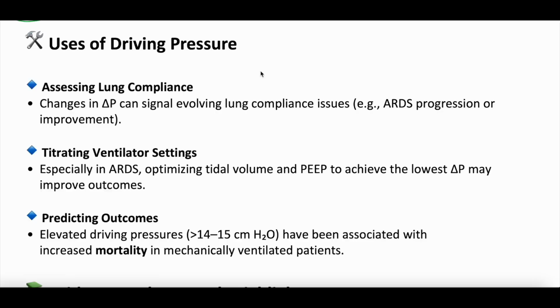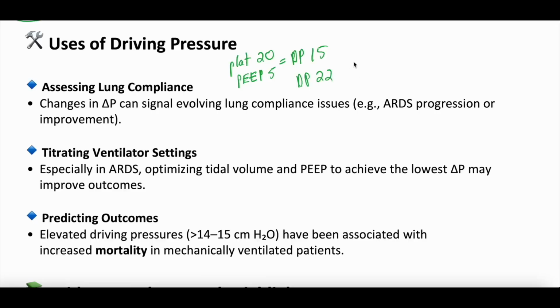So if you are not changing the PEEP, but the driving pressure is getting worse or getting better, it suggests the lungs are getting more or less compliant. So again, just a scenario: the plateau pressure is 20, the PEEP is 5. Your driving pressure is 15, right? Driving pressure is 15 because it's your plateau minus your PEEP. And you haven't made any adjustments, but you check the driving pressure the next day, and it is 22. That's probably too robust of a change, but you get the point.